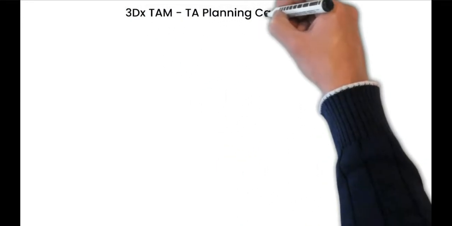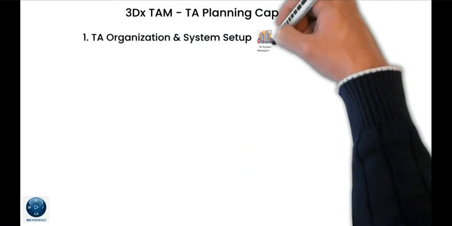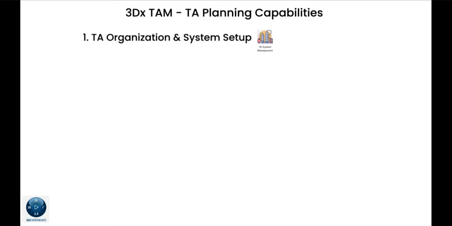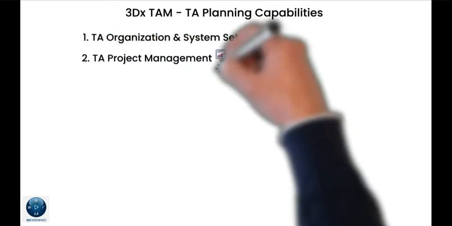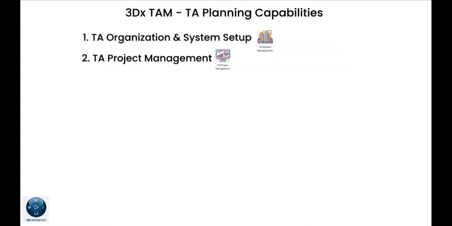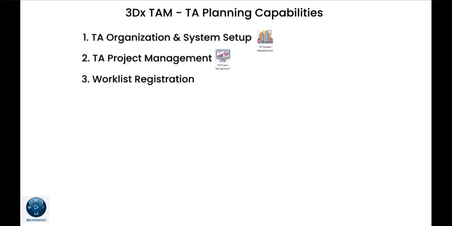Let us see the TA planning capabilities of 3DX TAM. We have the organization set up to initiate the TA and form the TA team. The project management app to create the TA project and assign TA roles to people with a preparation schedule. The work list registration is used for creating the work lists in the system.